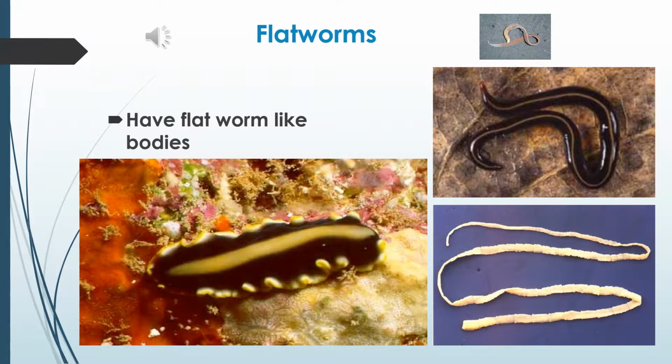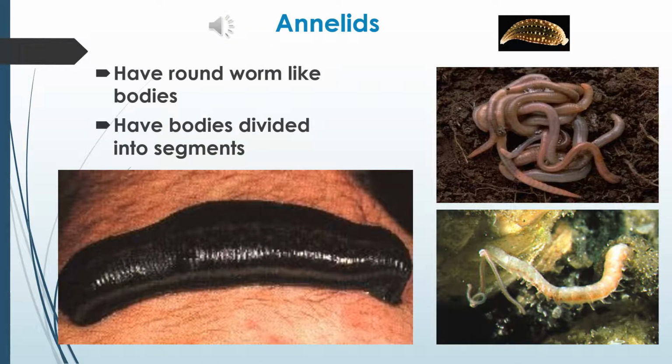Flatworms have flat worm-like bodies. They can live in the sea, or in the ground, or in other organisms. Annelids have worm-like bodies and have bodies divided into segments. If you've ever looked at an earthworm, you can see the rings around the segments of their body.